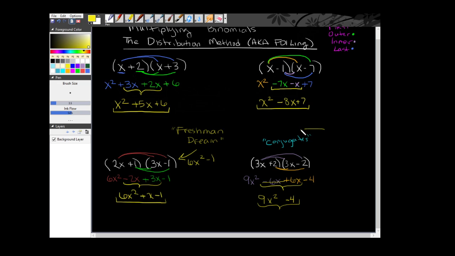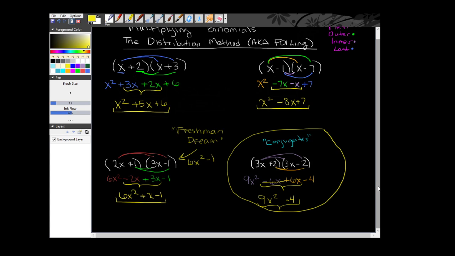So make sure with this concept of conjugates that if you're multiplying the first two and the last two only, you have a true pair of conjugates, which is the same term, one with a plus, one with a minus.